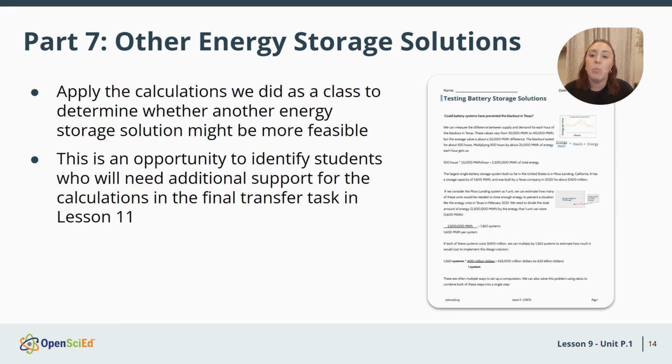So from here, we look at what are some other possible energy storage solutions. And we apply the calculations that we did earlier in part 6 as a class to, on our own or with our partner, see if there are any other storage solutions that might be more feasible than the Moss Landing solution. And this is an opportunity for you to identify students who might need some additional support in these types of calculations before they get to that final transfer task in lesson 11. So you want to note that here.